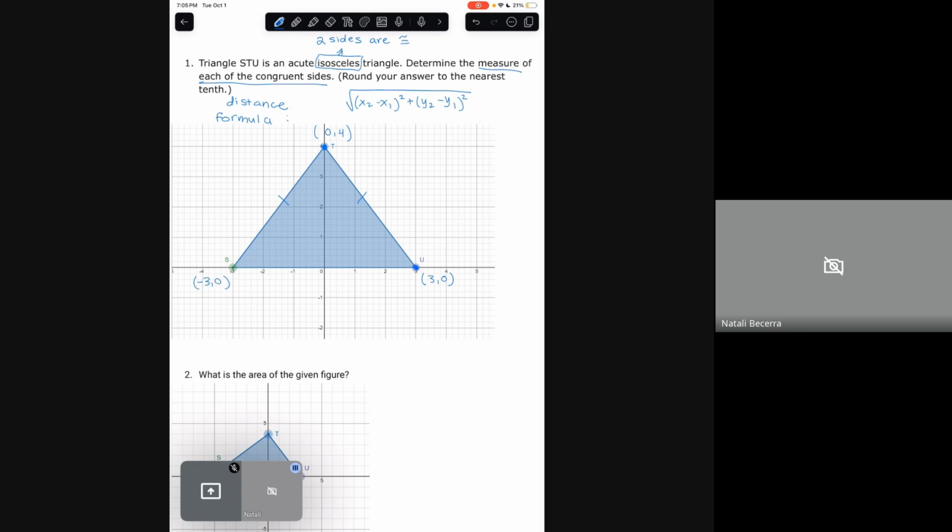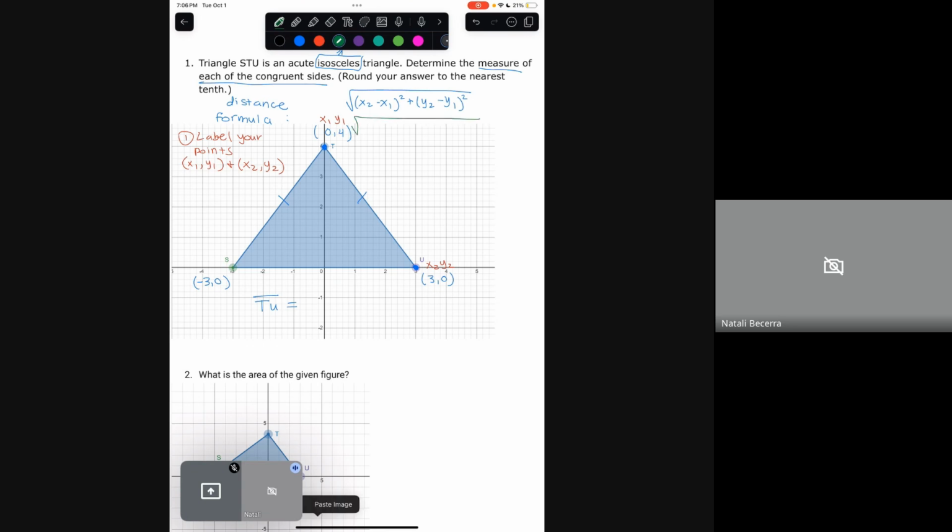So I'm going to find the distance of TU. Okay, so I'm going to label it. The first step is to label your points. Okay, so I'm going to label it x1, y1, and x2, y2. And then let's be specific. Label your points x1, y1, and x2, y2. Okay, so now that I labeled it, I can go ahead and plug it into the distance formula.